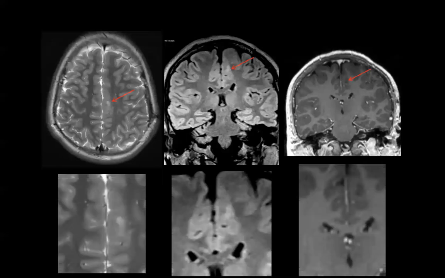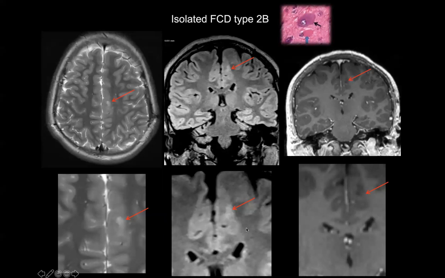So this is a focal cortical dysplasia type 2B. And this hyperintense signal seems to be due to the histological characteristic of this dysplasia, which are balloon cells, as you can see here. So that's very, very important to keep in mind. But also sometimes focal cortical dysplasia type 2B does not show this hyperintense signal.